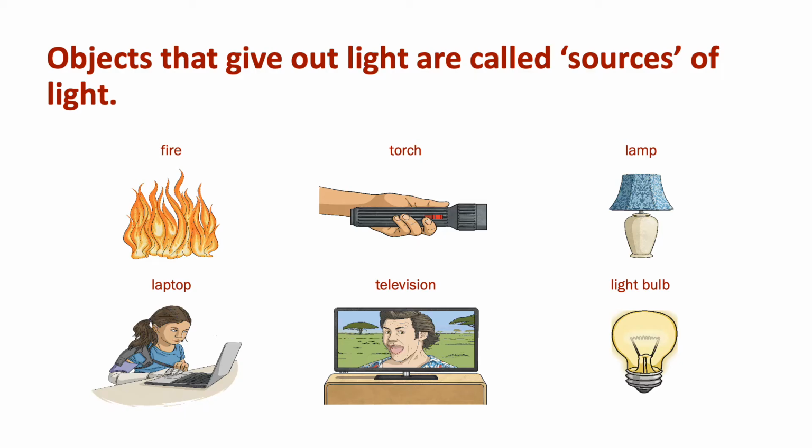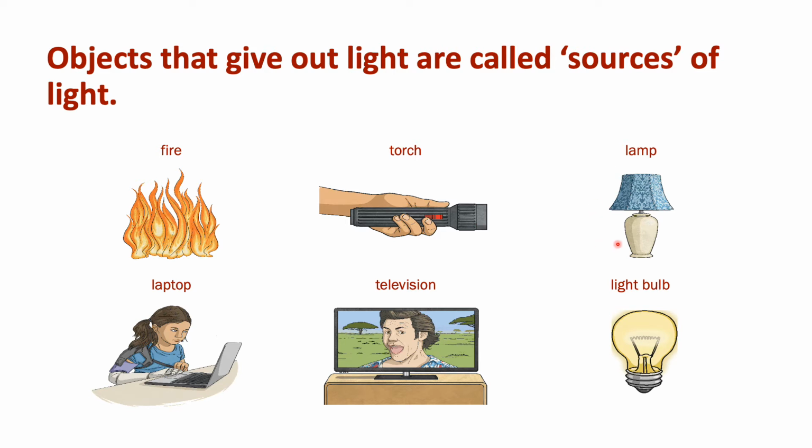Let's move on. What do you mean by sources of light? We have already learned about sources of light. Let's review them. Objects that give out light are called sources of light. Let us see a few examples. Fire gives its own light. That is why we are able to see in a dark room. Even in the dark sky, when we go for a campfire, all the things we are unable to see, but we are able to see the fire. Why is it so? Because fire gives off its own light.